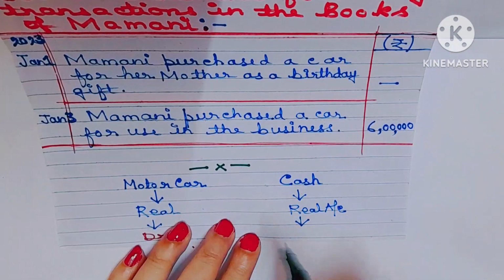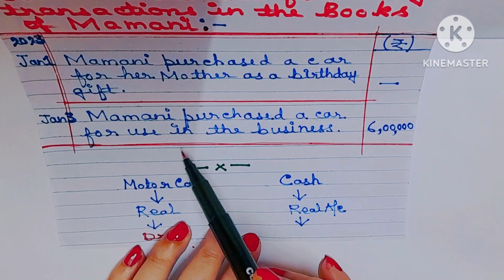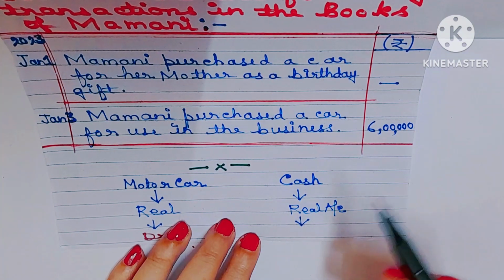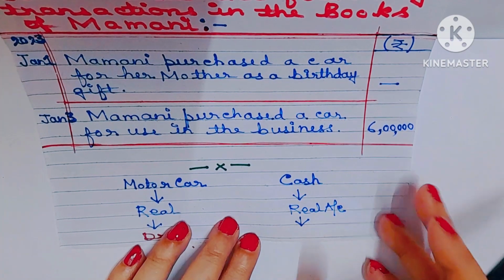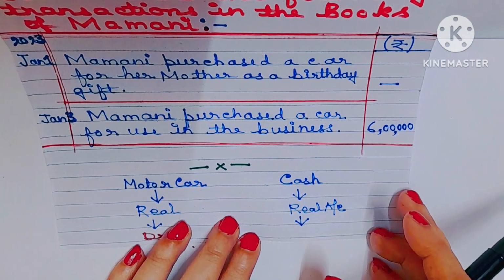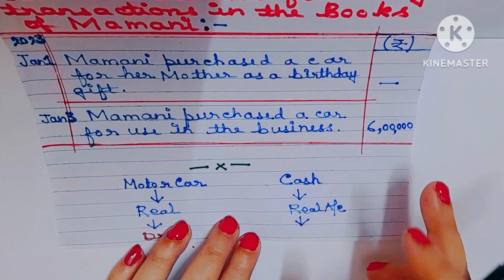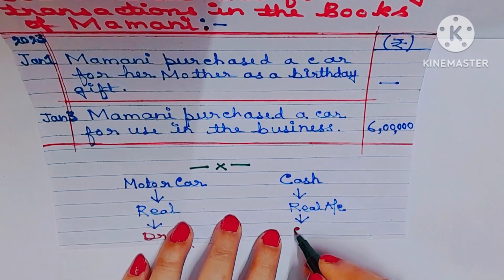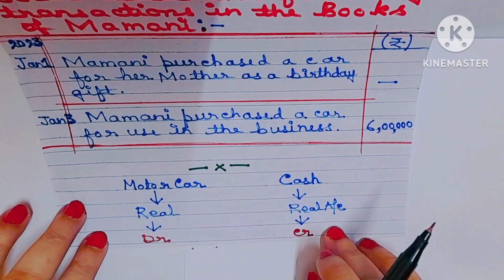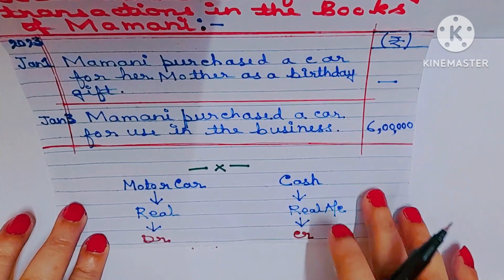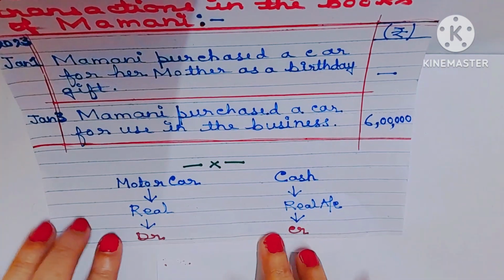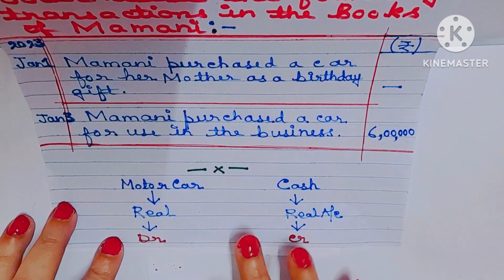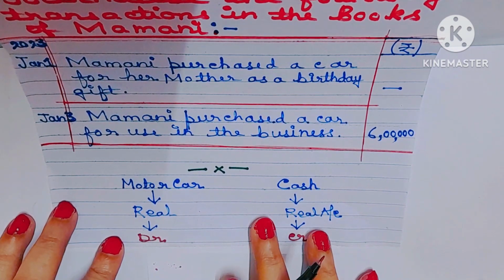Here, when Mamuni purchased a car for use in the business, cash, rupees 6 lakhs, is going out of the business. So according to real account, what goes out is credit. Cash goes out from the business, so cash account will be credited. Now we'll do it in the journal. Let me show you. Please remember, this is the rough work. I did this to make you understand, but you have to do it in the journal.